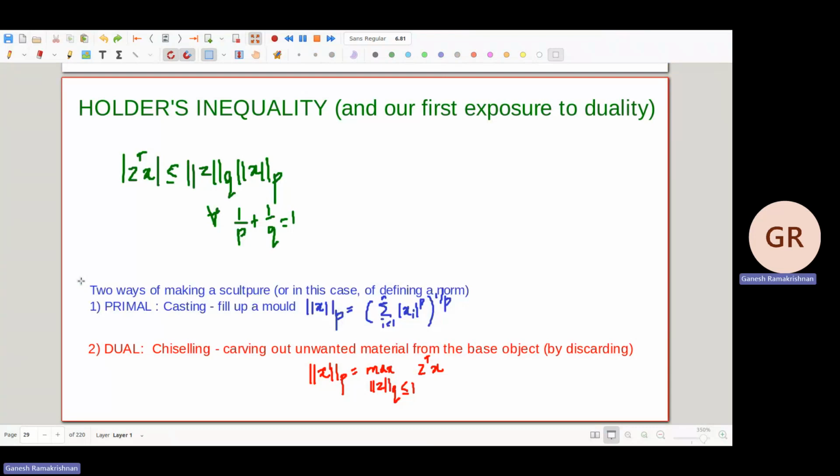The other definition is you chisel away. You have some rock, you have a marble slab, you chisel away and create your murti. So the same thing is happening here. This dual is now giving us a nice way of defining the subdifferential. Because this dual definition is in terms of a max, the primal would have been very difficult for any arbitrary p.